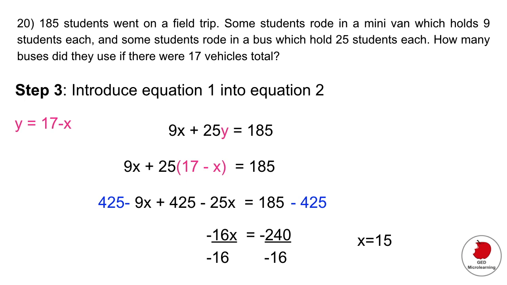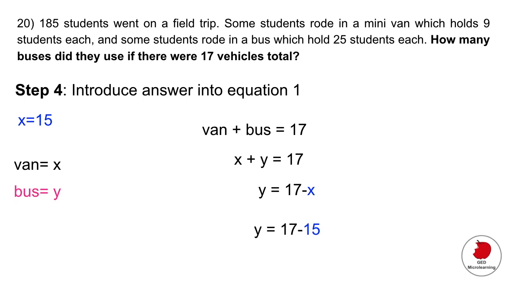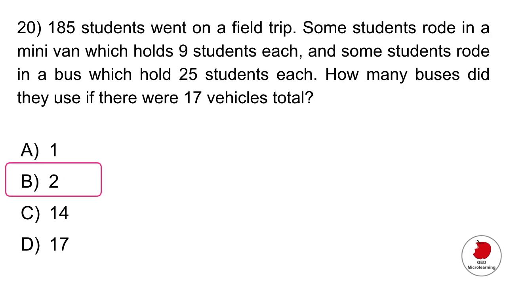All right, you're almost there, right? So now with this number that we have, x is equal to 15, we're going to introduce it back into equation 1, which was there. Okay, so we said that in total there were 17 vehicles made up of vans and buses. We said that vans were x, buses were y, and then we had solved for y, which was the number of buses. We now have the value for vans, which was x. So you simply introduce that number 15 where the x value is. You end up with 17 minus 15 is equal to 2, which is answer B.